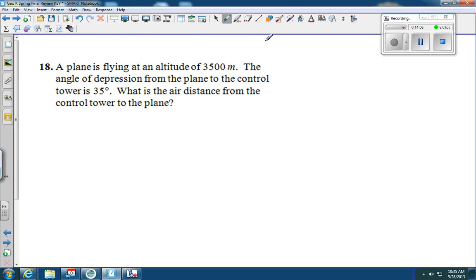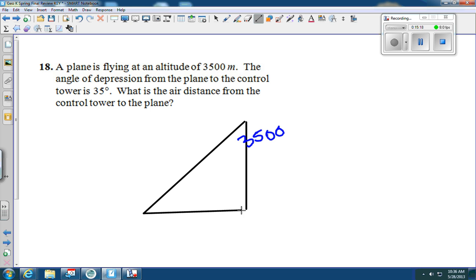18. A plane is flying at an altitude of 3,500 meters. So that's 3,500. The angle of depression from the plane to a control tower is 35 degrees. Okay, so hopefully you get it by now. I'm just going to go ahead and put that down here. Okay, so this is 35.